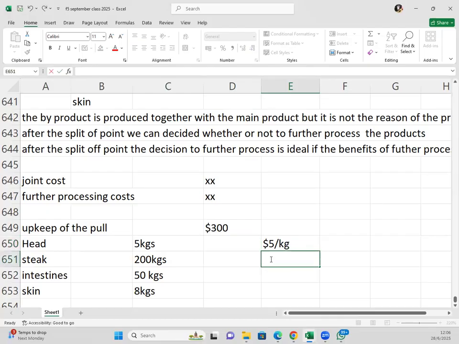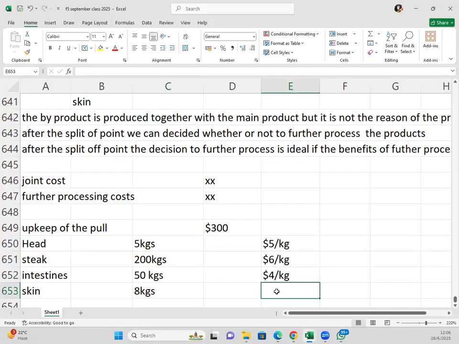The steak, if we are to sell it at split off point, $6 per kg. The intestines, if we were to sell them at split off point, $4.50 per kg, or let's say $4 per kg. Then the skin, if we had to sell it to those that maybe make shoes, they would say maybe $2 per kg.